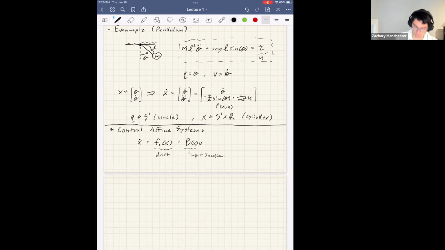So we call this control affine because in the control input, U, this is affine, right? It can be totally nonlinear in the state. So like F naught of X can be totally nonlinear, B of X can be totally nonlinear, but B is a matrix, right? And that multiplies U. So in terms of just U, this thing is control affine.